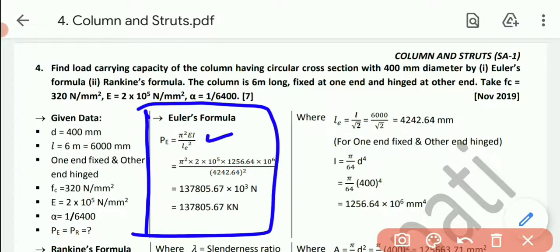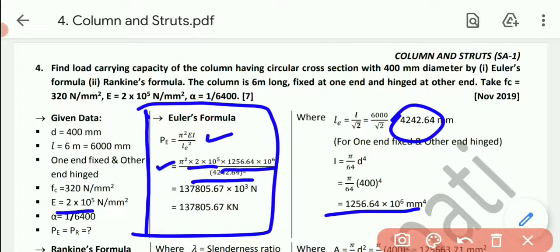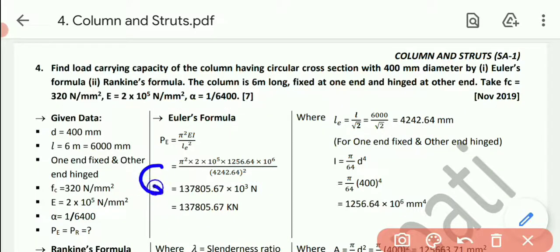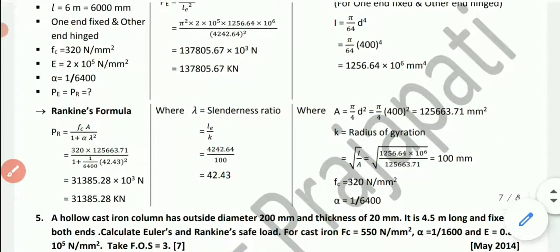Pi square EI upon Le square. Pi square E, that is constant, 2 into 10 raised to 5, I, that is 1256.64 into 10 raised to 6, upon Le square, that is 4242.64 square. Then by solving this one I will get the answer 137805.67 into 10 raised to 3 Newton. Let's convert it into kilonewton, 137805.67 kilonewton. So this one was of Euler's formula.